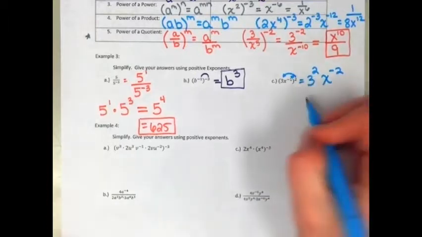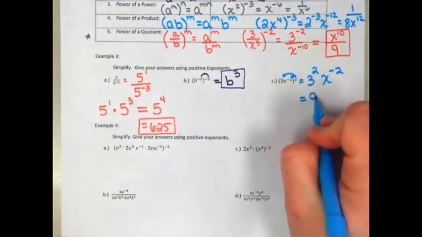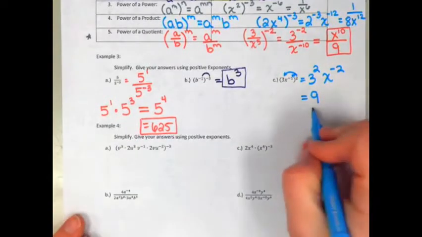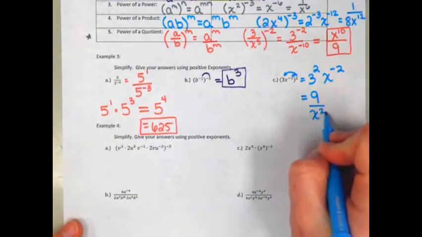3 squared. 9. What do I have to do with x to the negative 2nd? Put it on the bottom. So we get 9 over x squared.